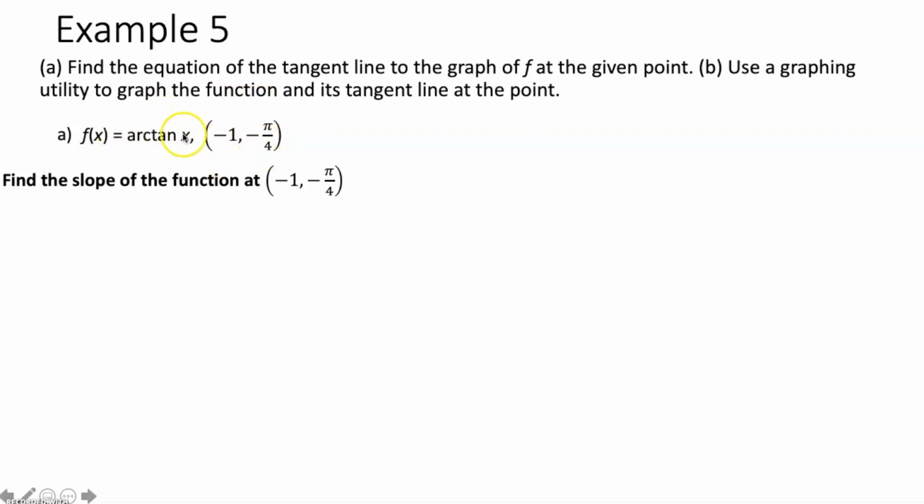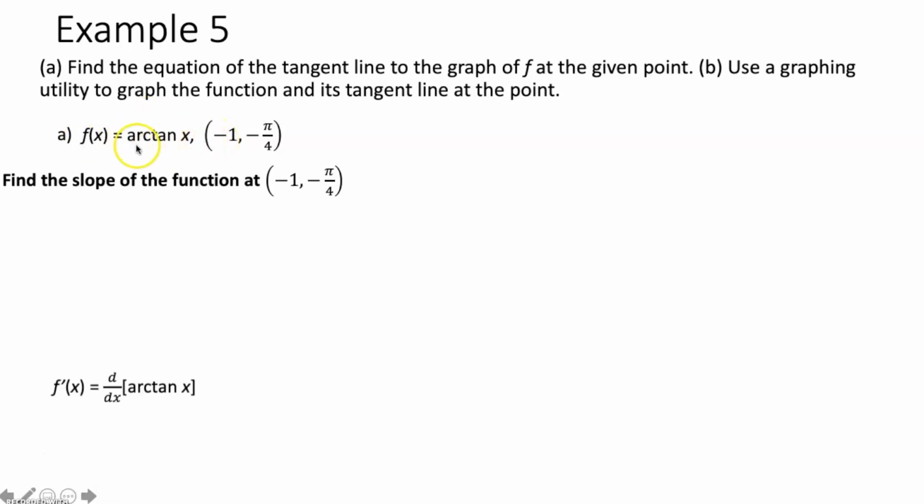Well, how do you find the slope of a function? Oh, you take the derivative of that function, because remember, the derivative of a function at a particular point is the same thing as the slope of the function at that point, which is the same thing as the instantaneous rate of change of the function at that given point. It's the same as the slope of the tangent line to this function at this given point. So that's what we're going to do.